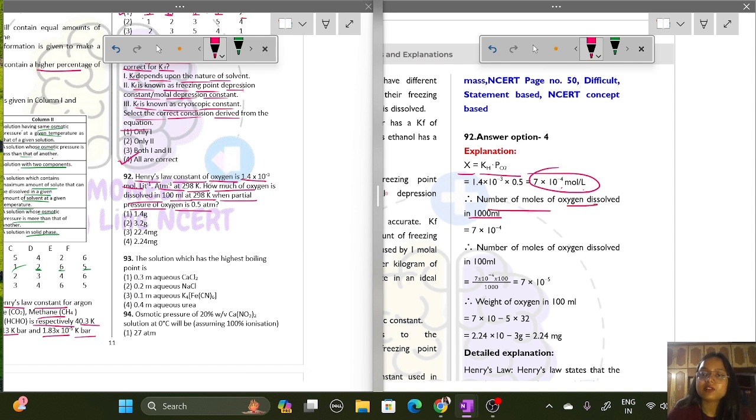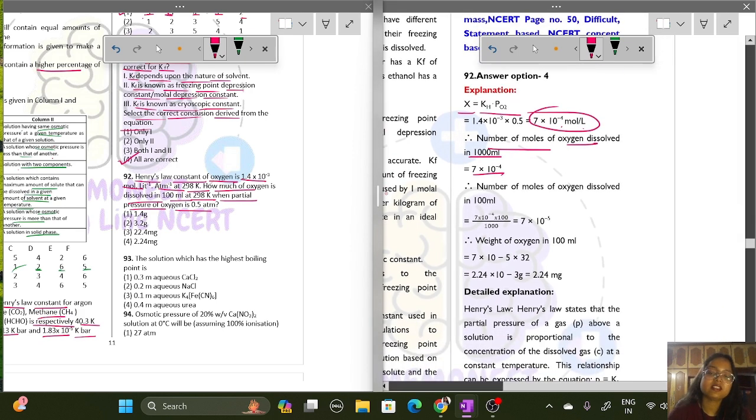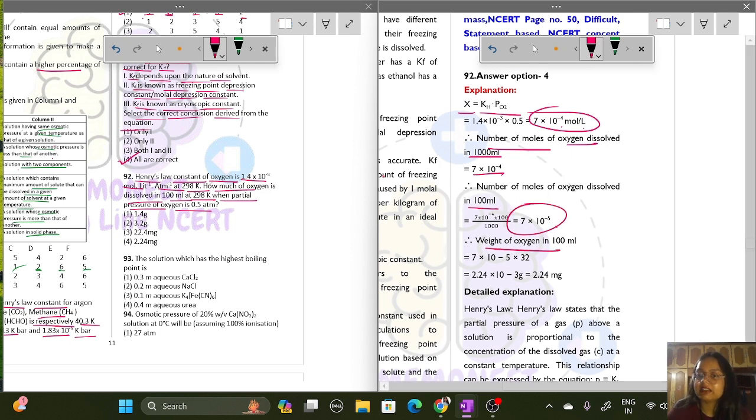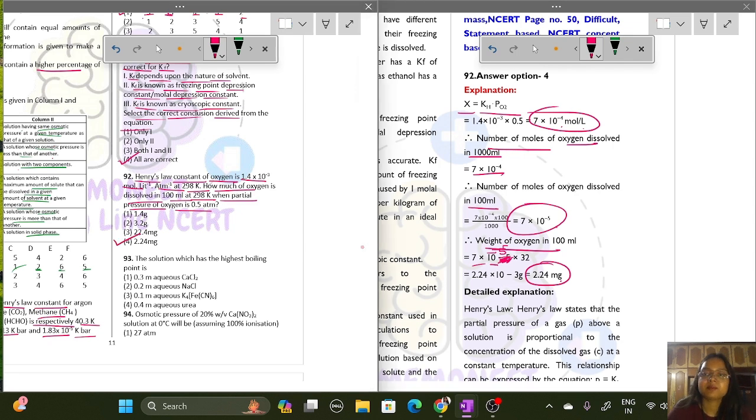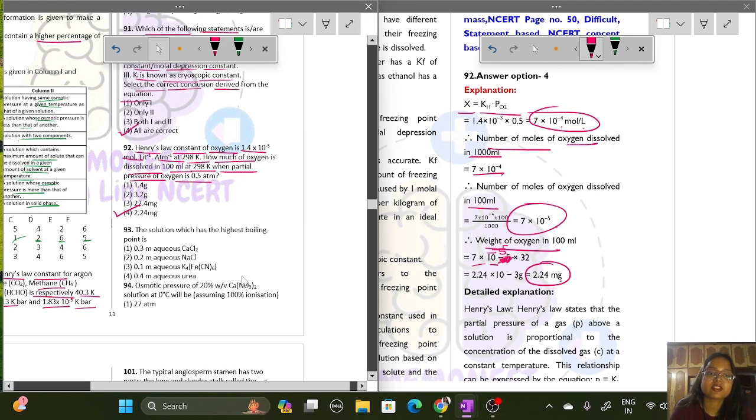Now, the number of moles of oxygen dissolved in 1000 ml is 7 into 10 to the power minus 4. The number of moles of oxygen dissolved in 100 ml will be 7 into 10 to the power minus 5. Now, the weight of oxygen in 100 ml will be 7 into 10 to the power minus 5 into 32, which means that 2.24 is the correct option. Option number 4 is the correct option for this question.